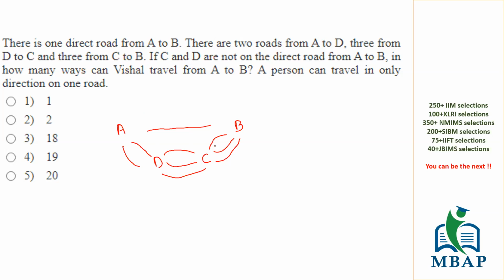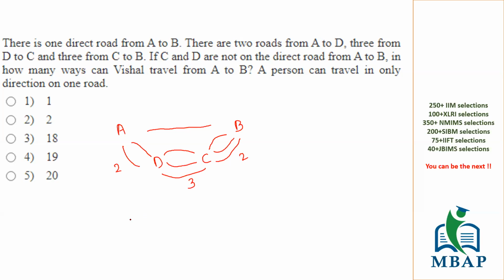If C and D are not on the direct road from A to B, in how many ways can Vishal travel from A to B? So in this case, Vishal can go like this: A, D, this route, and then this route. So basically, from A to D, he can go in two ways. From D to C, he can go in three ways, and from C to B, he can go in another three ways, and he can take any of the ways.